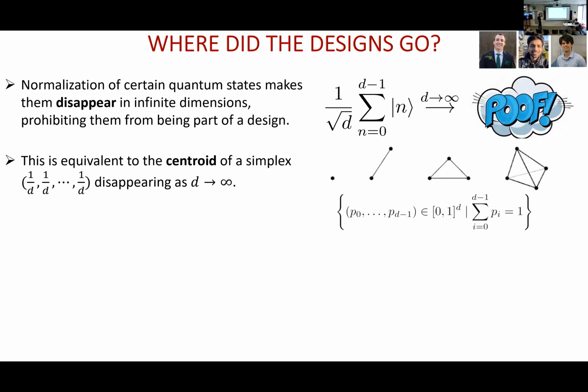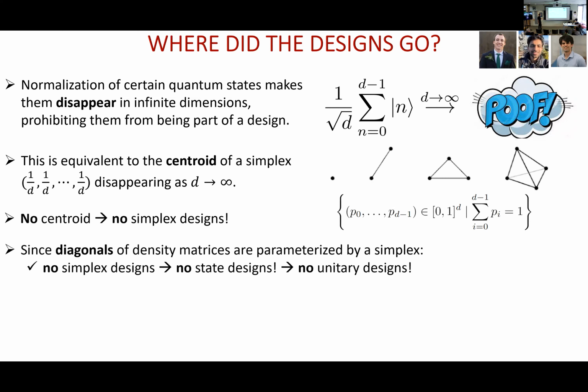And when you have no point like this that you can use, you can't have any simplex design. And because you don't have any simplex designs, you don't have any state designs. And then by contradiction, you can also show that if you had a unitary design, you could always make a state design. So conversely, if you have no state design, then you can't have a unitary design. So nothing works. Everything is broken. Okay.